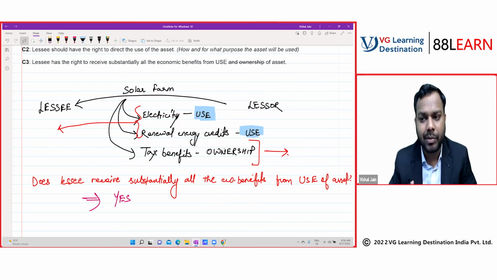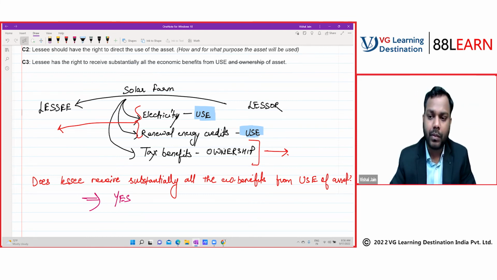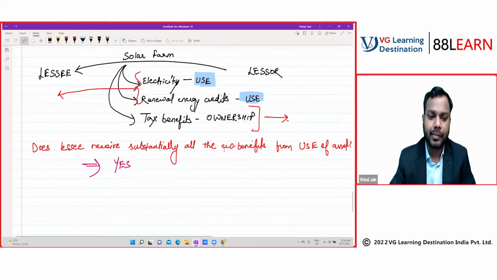I'm not talking about tax benefits on electricity generated. I'm talking about tax benefits from a deduction perspective. The tax laws are different for different countries, but definitely the tax benefits are given on the ownership of the asset. I hope it is clear.